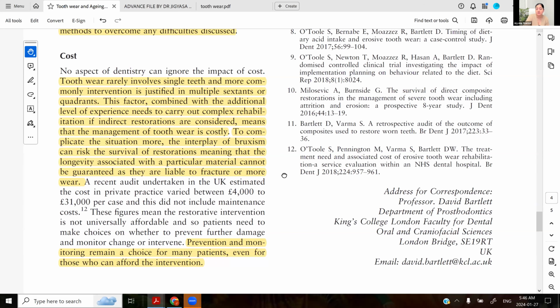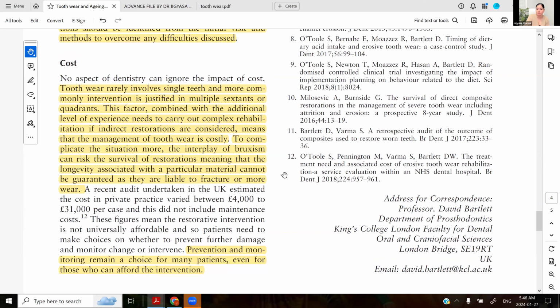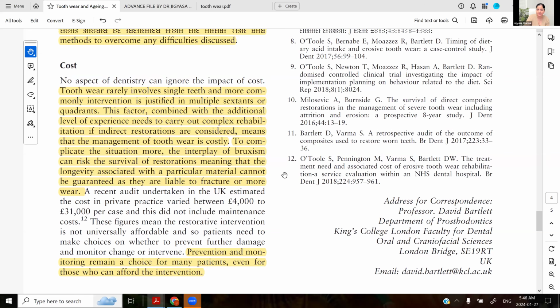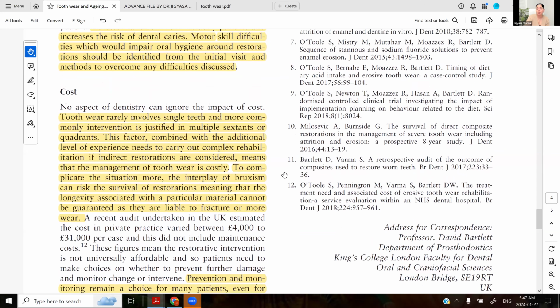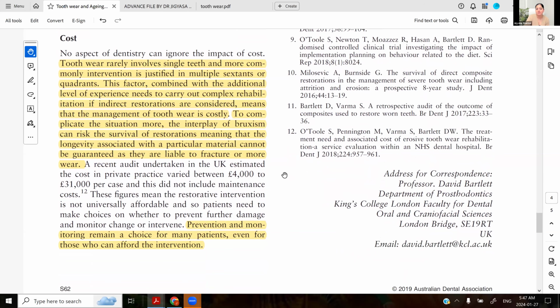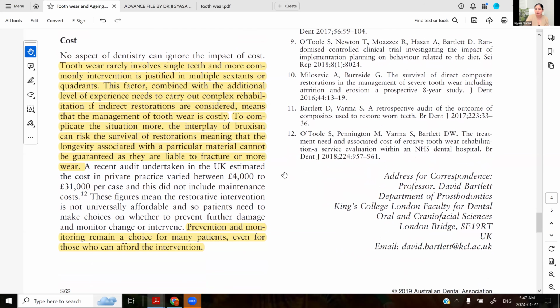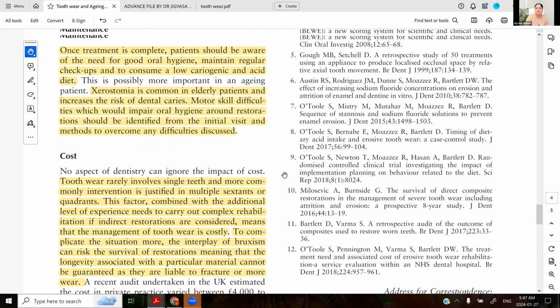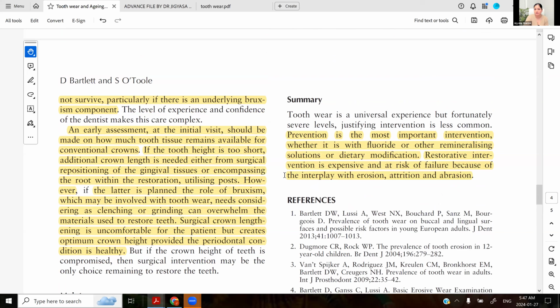Especially with the crowns, it is a permanent, irreversible treatment. Once they start it, they will have to maintain it, right? So that's why most of the patients may only go for prevention and monitoring, because it's complex and a lifelong commitment is needed from the patient's side.